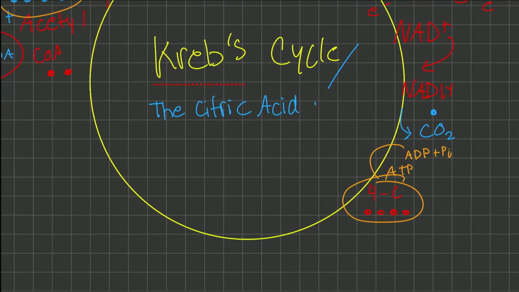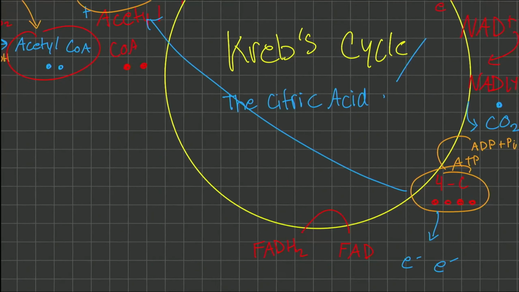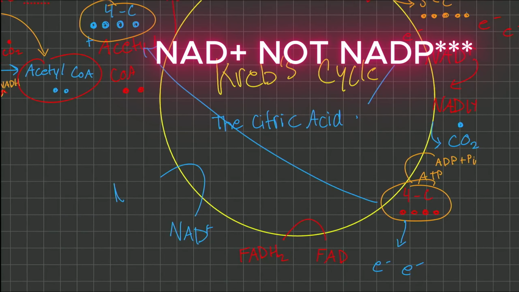In order to do this, we need to oxidize it again. And in order to do that, we need to reduce a molecule called FAD to FADH2. Remember, if we're oxidizing, we're losing electrons, so this 4 carbon molecule is going to release electrons. It's going to help us reduce FAD to FADH2, which is used in the electron transport chain for energy as well. In order to get us back to that original starting 4 carbon molecule, we actually need to reduce NAD plus once more into NADH.